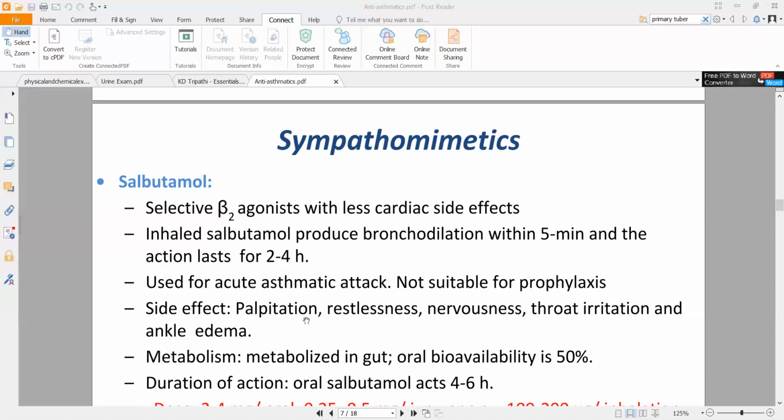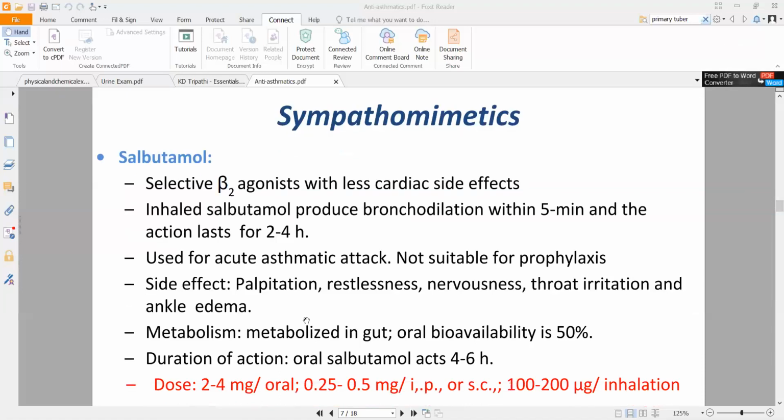But salbutamol cannot be used like that. There are other drugs, but salbutamol cannot be used like that. But if someone is having an acute asthmatic attack, this drug is very useful. Some side effects of this are palpitation. Now I hope you know what palpitation is. If you're already second year, I'm hoping that you know what palpitation is. Palpitation, restlessness, nervousness, all of this will happen. These are cardiac symptoms.